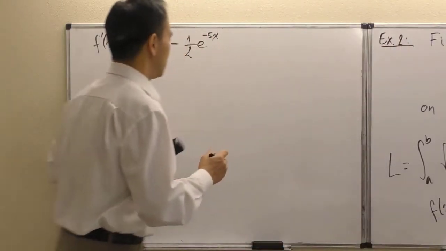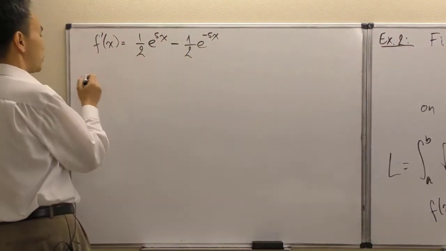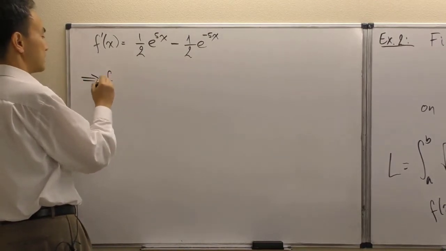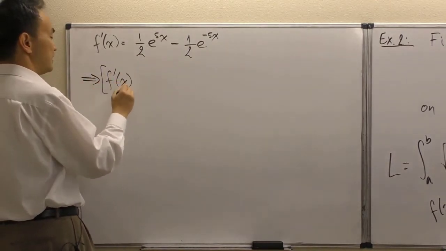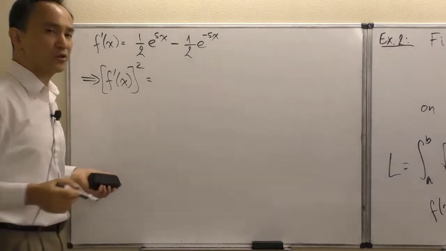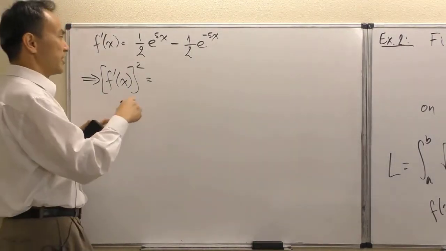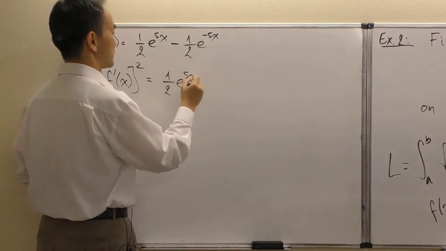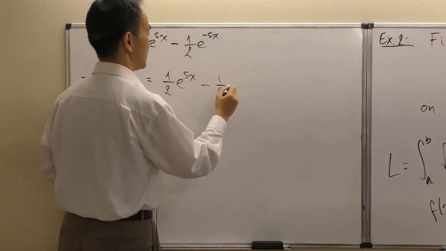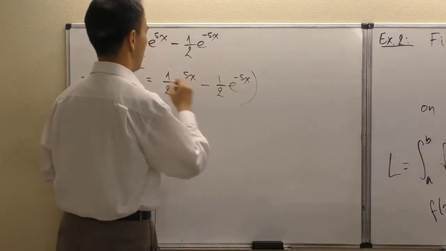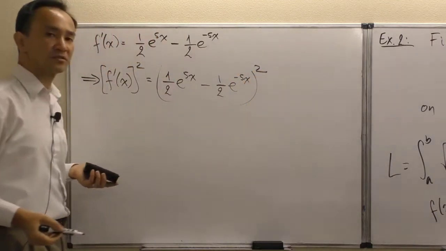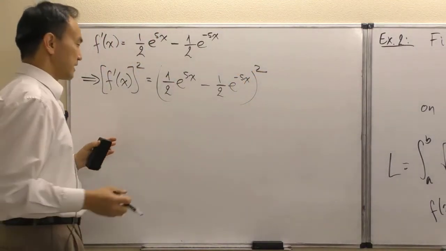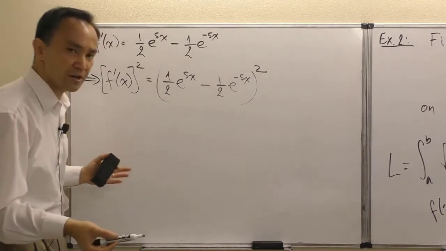That means now on this board of mine right here, I'm going to look at the square of f prime. Okay, so there's always a reason for doing anything. So squaring of f prime is going to give me 1/2 e to the 5x minus 1/2 e to the minus 5x, but all squared. Okay, so that's what we do right there. And so now the integral is ready.